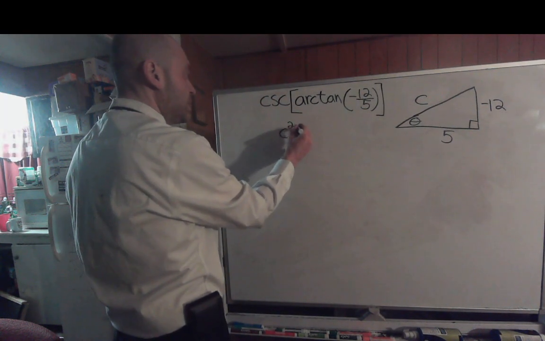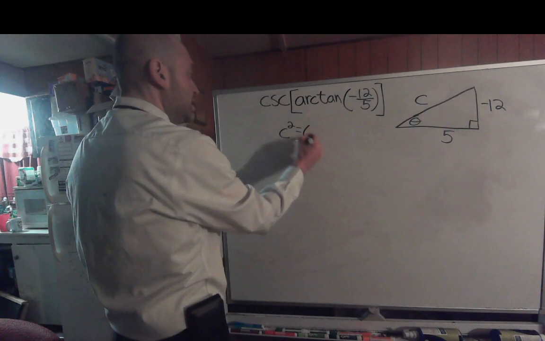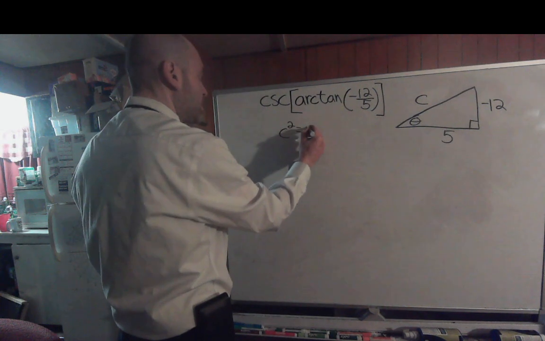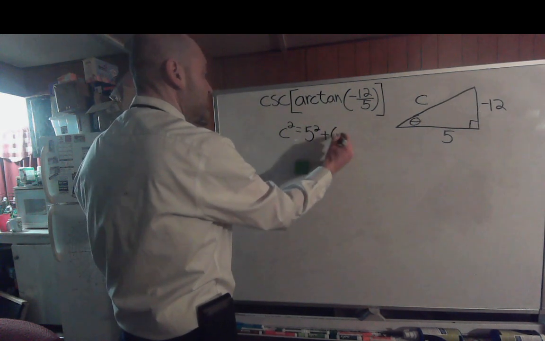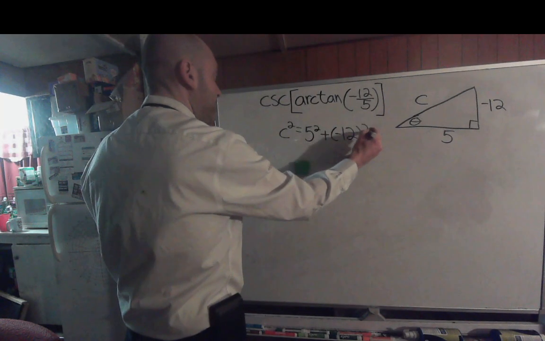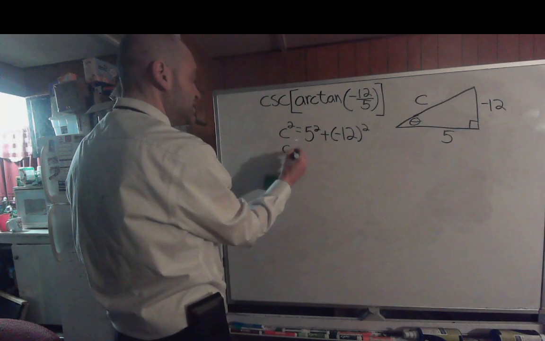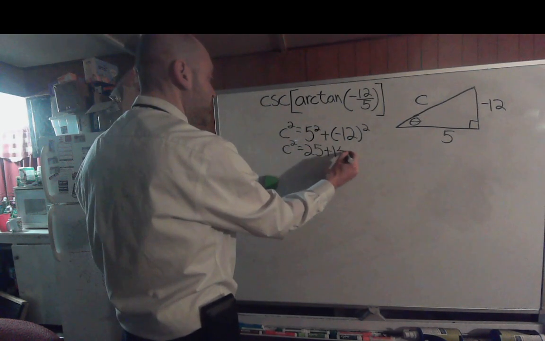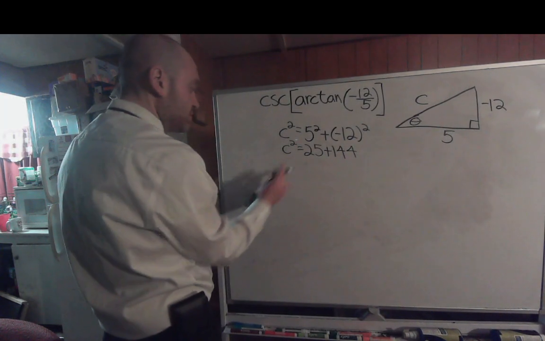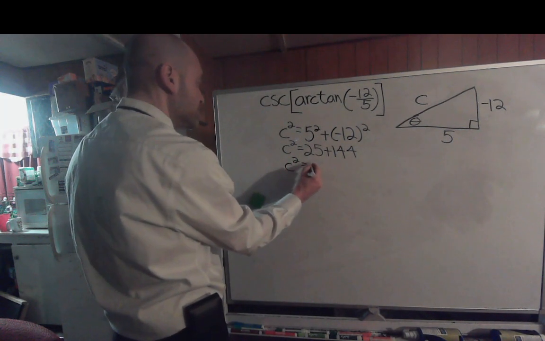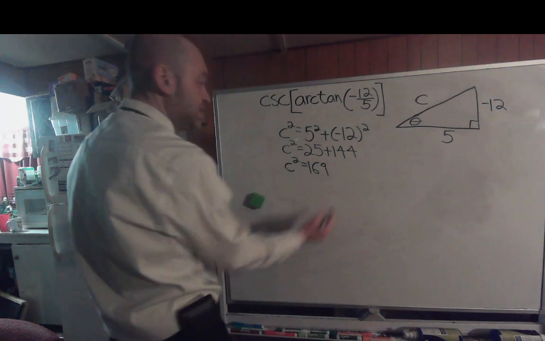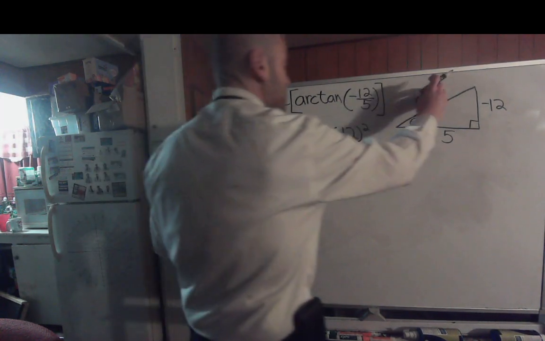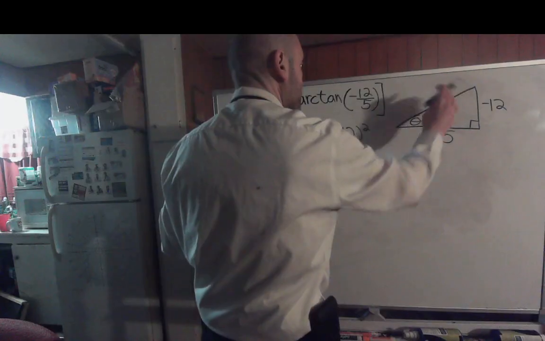So C squared would equal that 5 squared plus the negative 12 squared, which means that C squared equals 25 plus 144. So C squared equals 169, which means C is going to equal 13. So now we know the length of the hypotenuse to be 13.